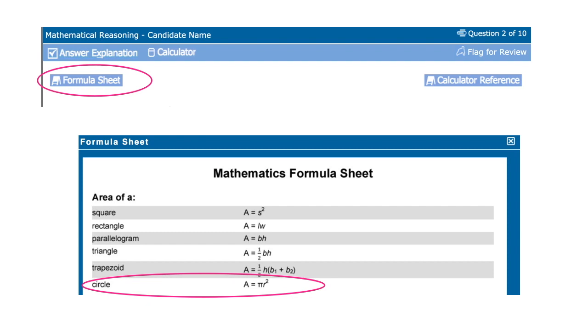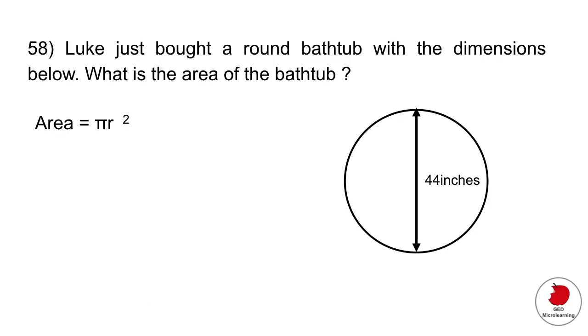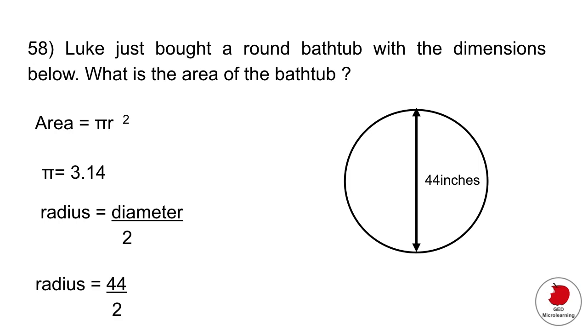If you look at the area of a circle, it is pi multiplied by the radius squared. Remember that that little symbol that looks like a table is called pi, and it is worth 3.14. Now, in order to find the radius, because we don't have the radius, in the question they give us the diameter, which is the distance across in a circle. The radius is basically half of the diameter, so we take those 44 inches from the image and divide by 2. That gives us a radius of 22.